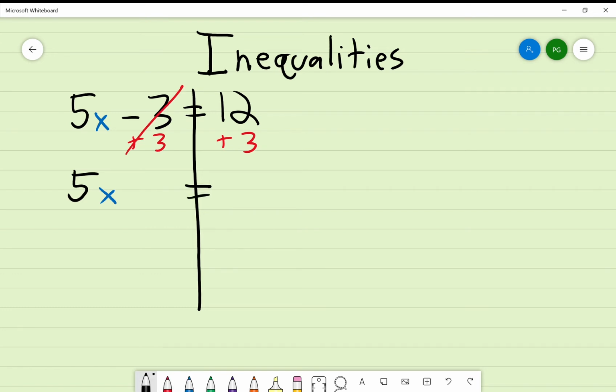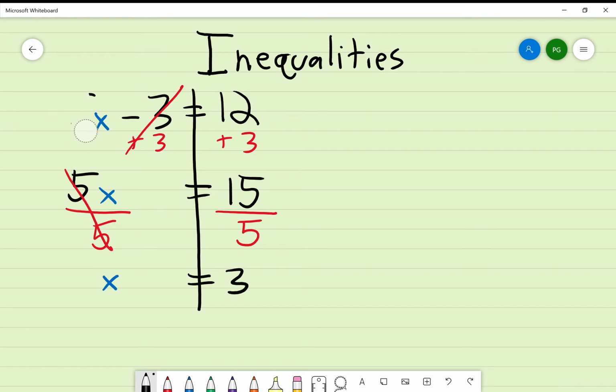I bring down my equal sign, 12 plus 3 is 15. My x is still not alone, the 5 and the x are multiplying, the opposite of multiply is divide. So instead of multiplying by 5, I will divide by 5. I do the same on both sides. These cancel out. I bring the x down, I bring the equal sign down, 15 divided by 5 is 3. We learned that last week.